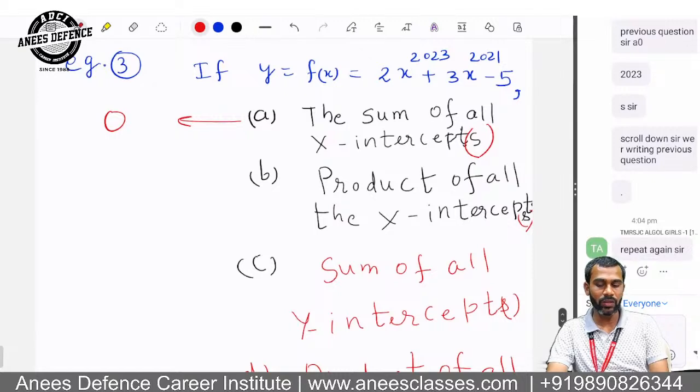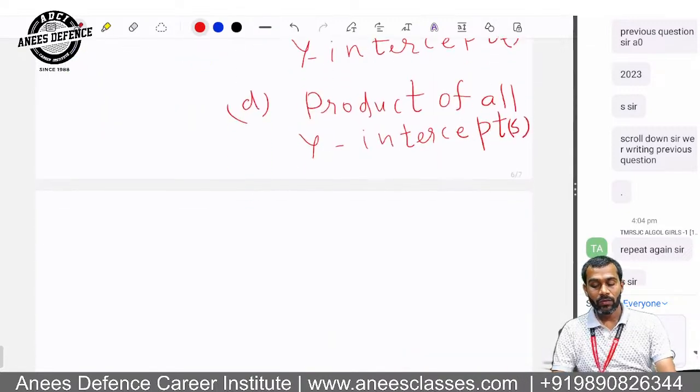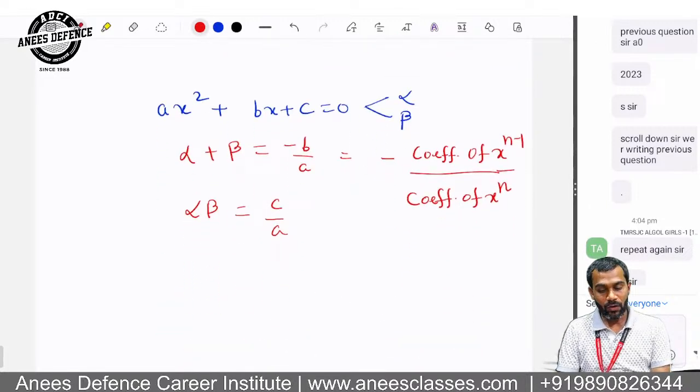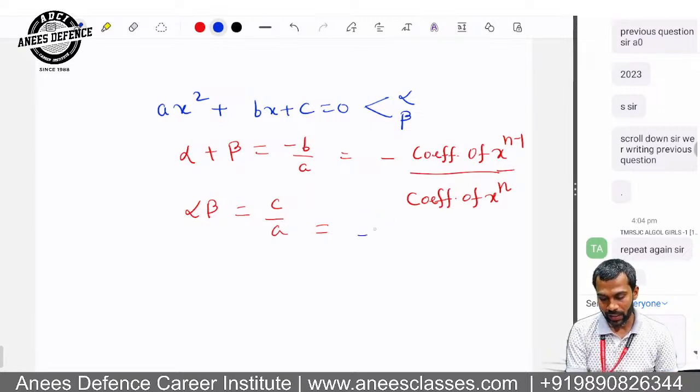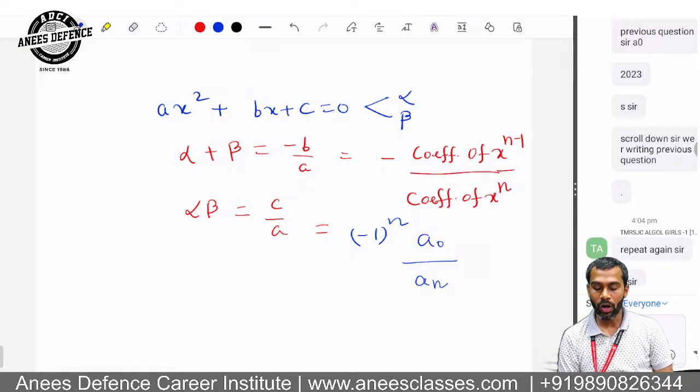f(x) is equal to 2x raised to 2023 plus 3x raised to 2021 minus 5. See, now let me derive this, I mean generalize this. Alpha into beta is c by a. What is the meaning of c by a? If the degree is even, you don't have to change the sign. So can I say minus 1 raised to n times the constant term, or I can say a naught, divided by a n, or constant term divided by the coefficient of x raised to n.